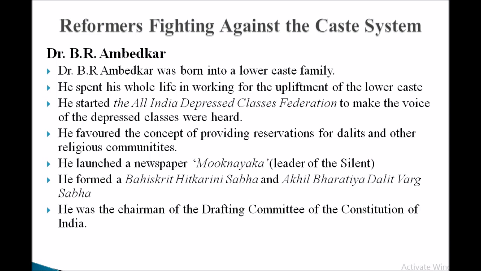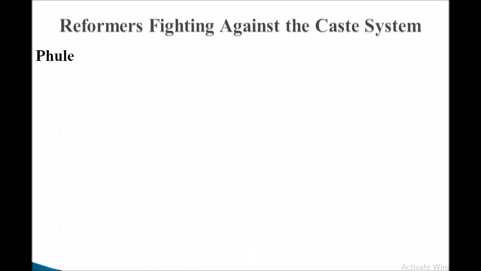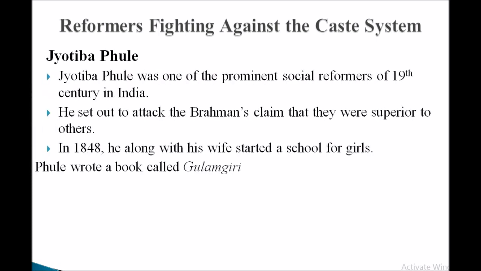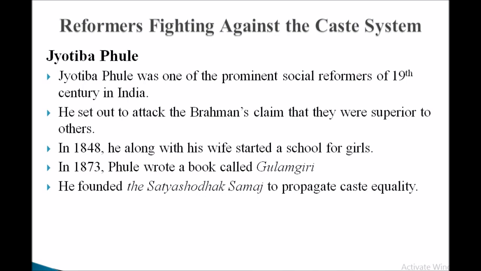Jyotiba Phule was one of the most vocal leaders among the low caste. He set out to attack the Brahmins' claim that they were superior to others. Jyotiba Phule believed that the enlightenment of women and people belonging to the lower caste was the only solution to combat the social evils. In 1848, he, along with his wife, started a school for girls.